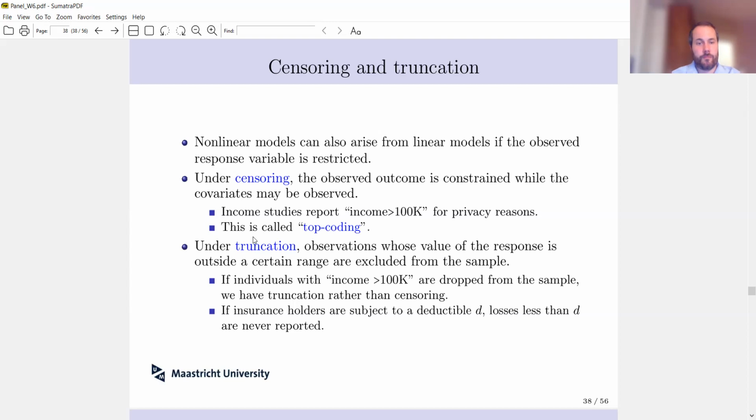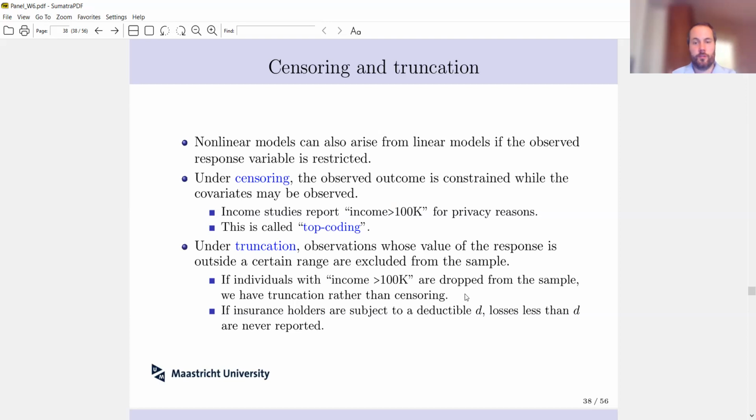Truncation happens when, under truncation, you don't have y, you don't have x. That's basically the difference. So instead of keeping those rich people in your sample but top-coding y, if you were to just exclude them from the sample, you just drop them, then you would have truncation rather than censoring.